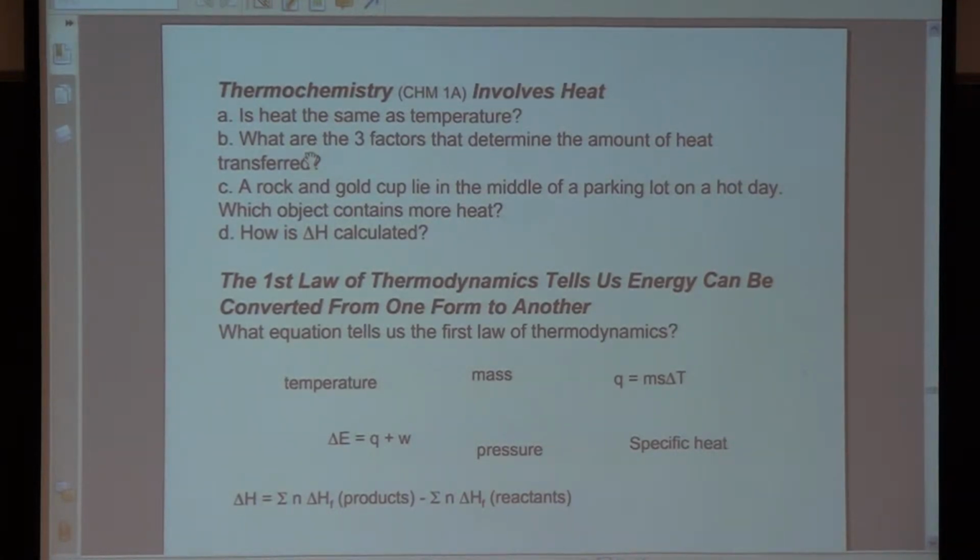What are the three factors that determine the amount of heat transferred? A rock and a gold cup lie in the middle of a parking lot on a hot day. Which object contains more heat? And then finally, part D, how is delta H calculated? Some of the answers are down here on the bottom of the slide. I'll let you work on that for a minute or two. You can discuss this with the person next to you if you want to.